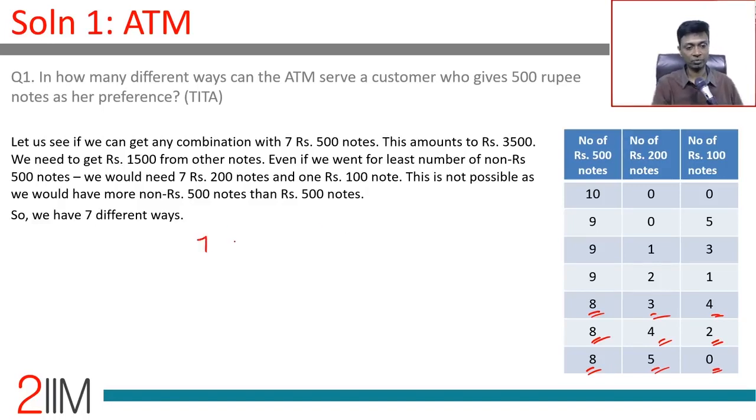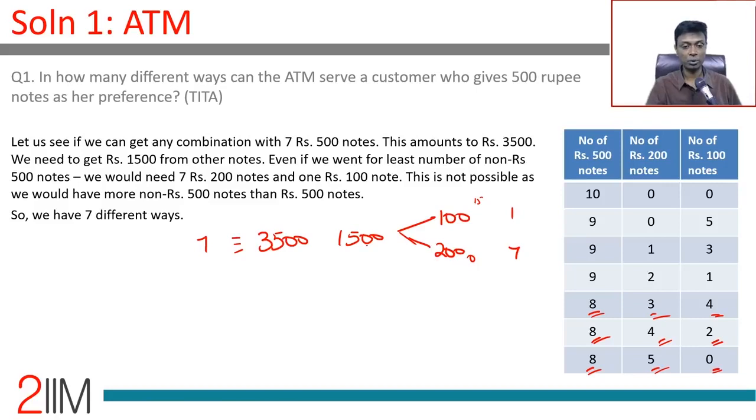Let's go with 7. 7 different ways. 7 500 rupee notes gives us 3500 rupees. Remaining 1500 need to be dispensed with 100 rupee notes and 200 rupee notes. Fine. One extreme is to have 15 of these notes and 0 of these. Another extreme is to have 7 of these notes and 1 of this.